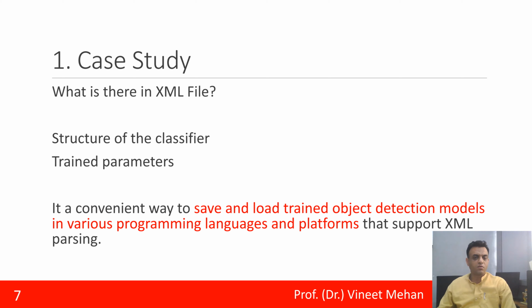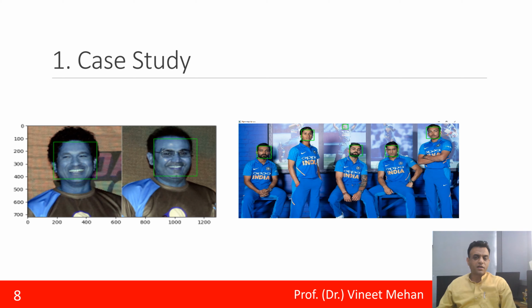Then what is there in this XML file? We have the structure of the classifier and the trained parameters in this XML file. And the target output that is observed, you can see here in these images, the photograph of Sachin and Sehwag is there, frontal faces are there. Then you will get a boundary identifying the frontal faces. Similarly, we have another image of cricketers there. Here also the frontal faces of different cricketers are identified.